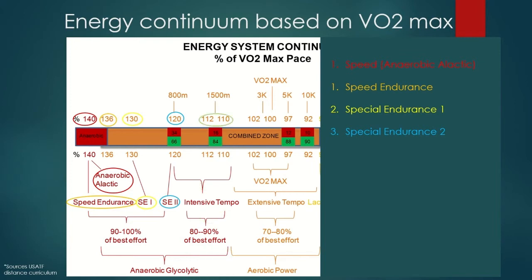And then at 112 to 110%, close to your mile pace, we've got intensive tempo. And the last one we've got here, it's a very big range. We've got something called extensive tempo. It's the only one of these workouts that I've done a video on for specific prep. It's in the description down below.